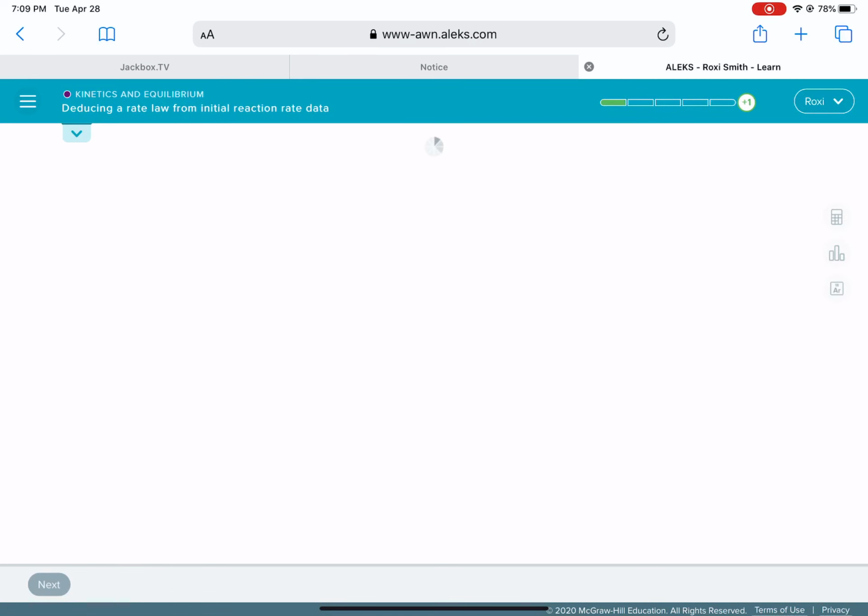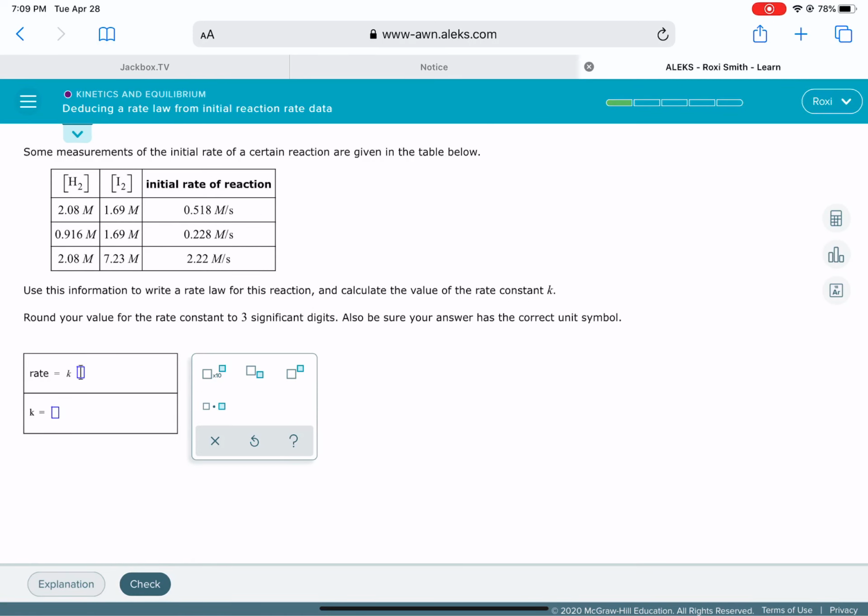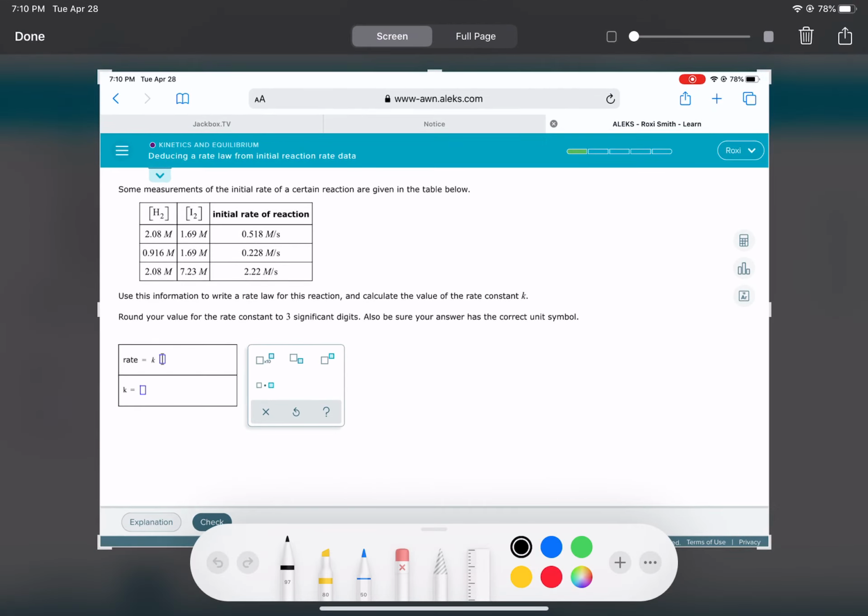All right, we'll do one more so you guys can feel really good about doing this. Starting with our rate law, with our data 1 and 2 and 3, we know our rate law is going to be H2 to the something and I2 to the something. Let's start by solving for H2's exponent. So that means we want to find two sets of data where I2 is not changing. So that's going to be data set 1 and data set 2.